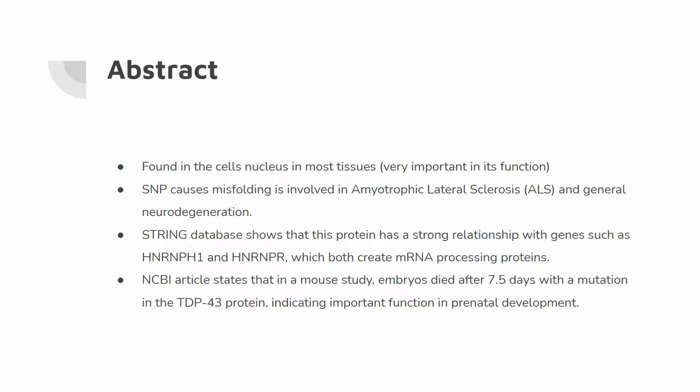The STRING database shows that this protein has a strong relationship with genes such as HNRNPH1 and HNRNPR, which both create mRNA processing proteins. And as this is an alternative splicing protein, that makes sense. And an NCBI article states that in a mouse study, embryos died after 7.5 days with a mutation in the TDP-43 gene, indicating that it has a very important function in prenatal development.